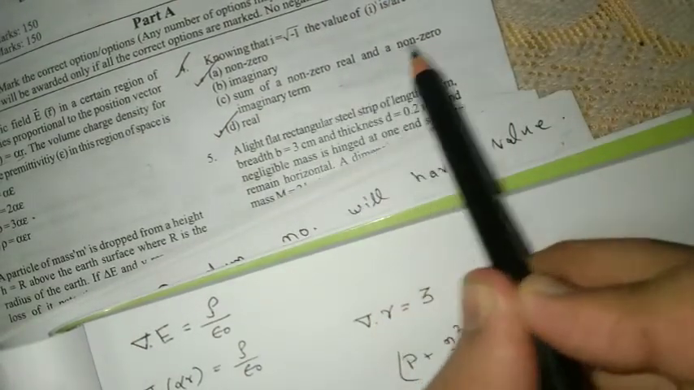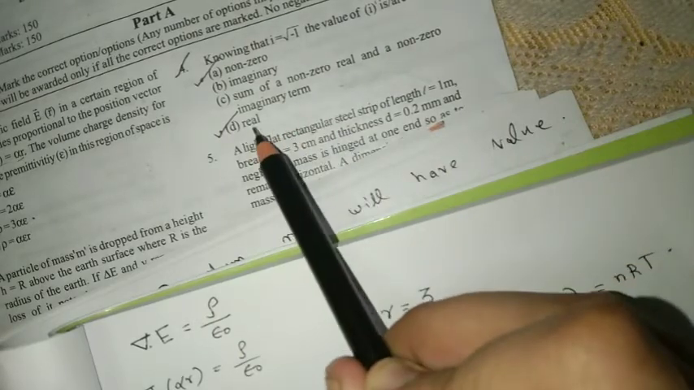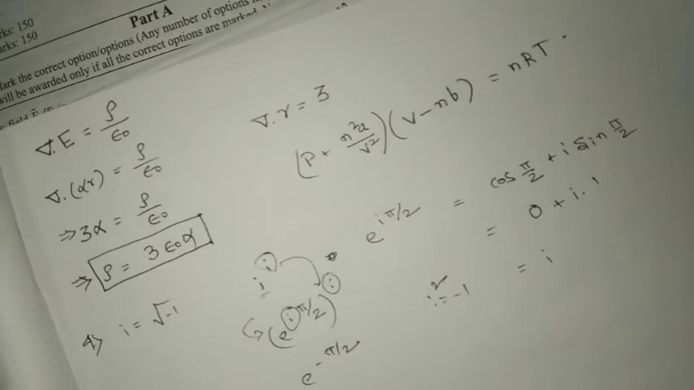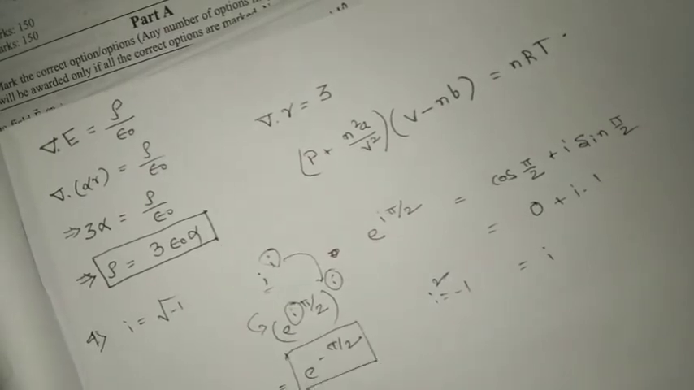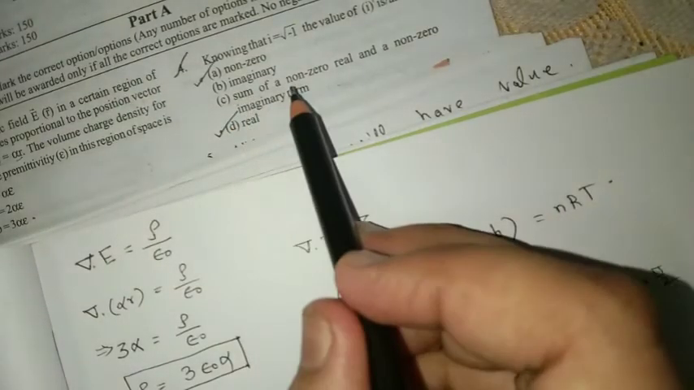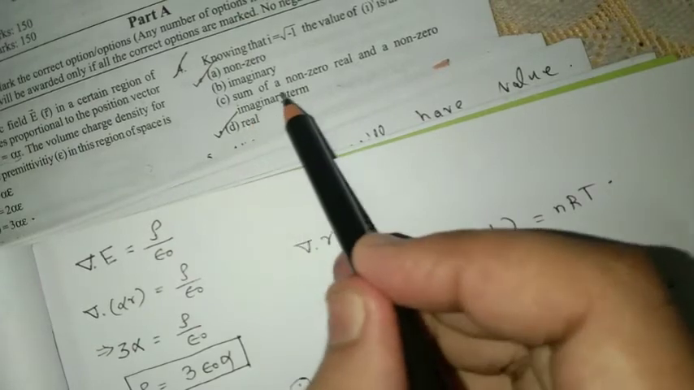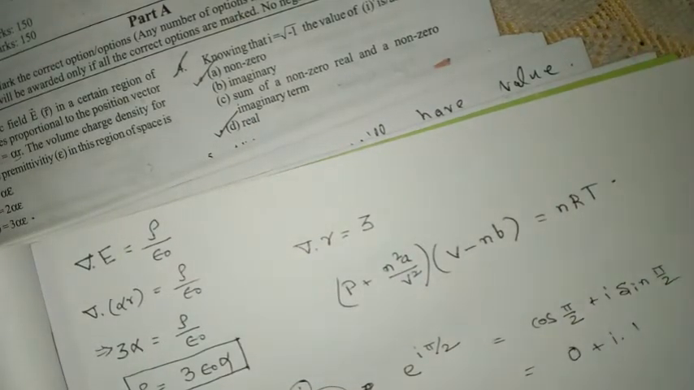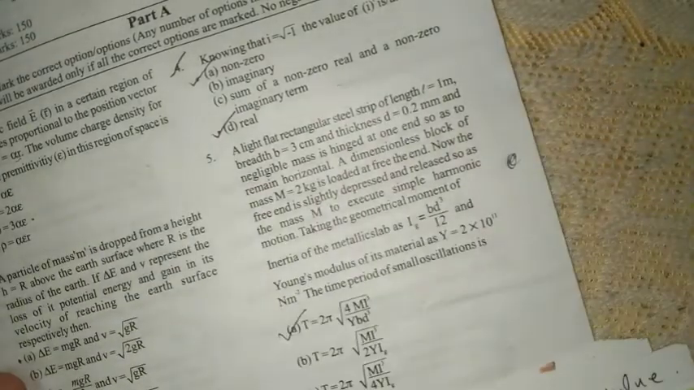The options are: non-zero imaginary, sum of a non-zero real and a non-zero imaginary term, and real. So this is a real value and a non-zero value. It's not imaginary, and you can break it as a sum of a non-zero real and a non-zero imaginary term, right? So options A and D are correct. Okay, let's go to the next page.